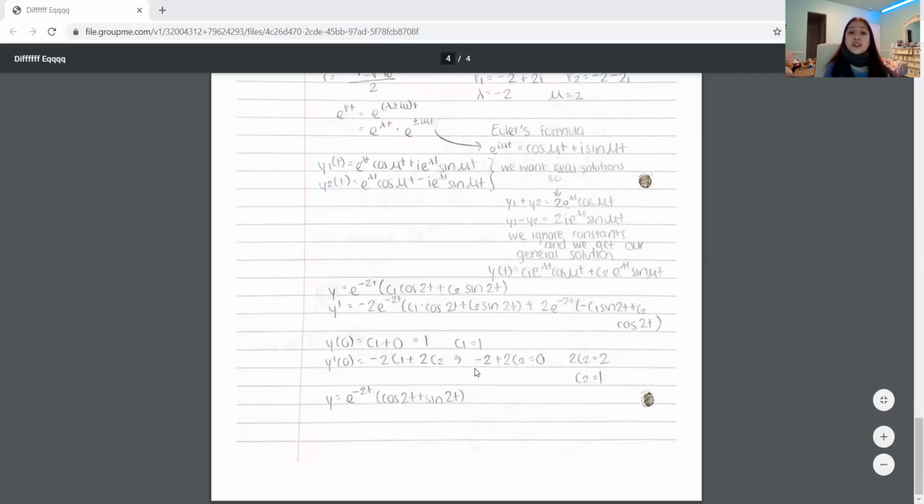After plugging in our zeros, we're going to get that C1 is equal to 1 and C2 is also equal to 1, which is going to give us a solution of y equals e to the negative 2t times cosine of 2t plus sine of 2t.